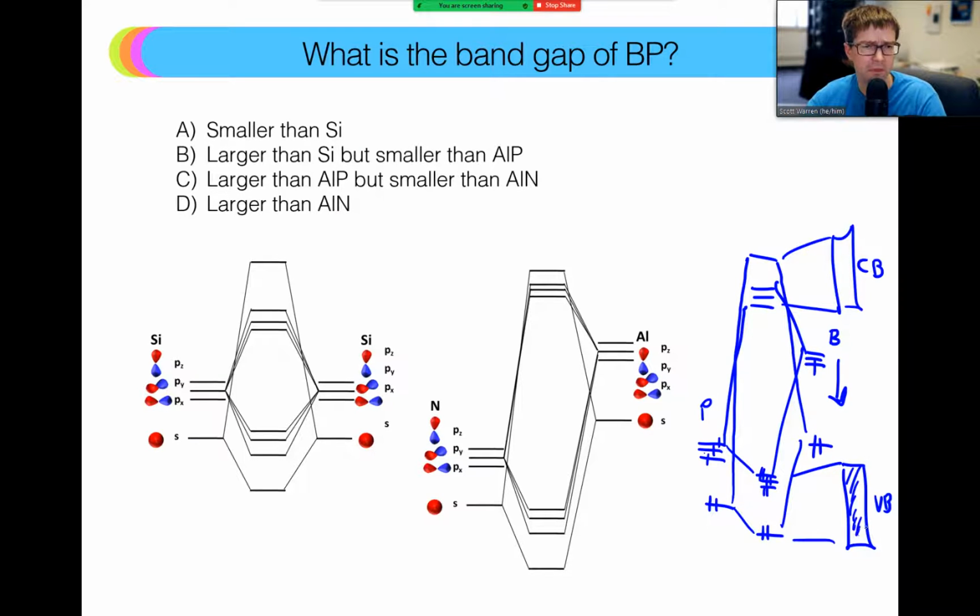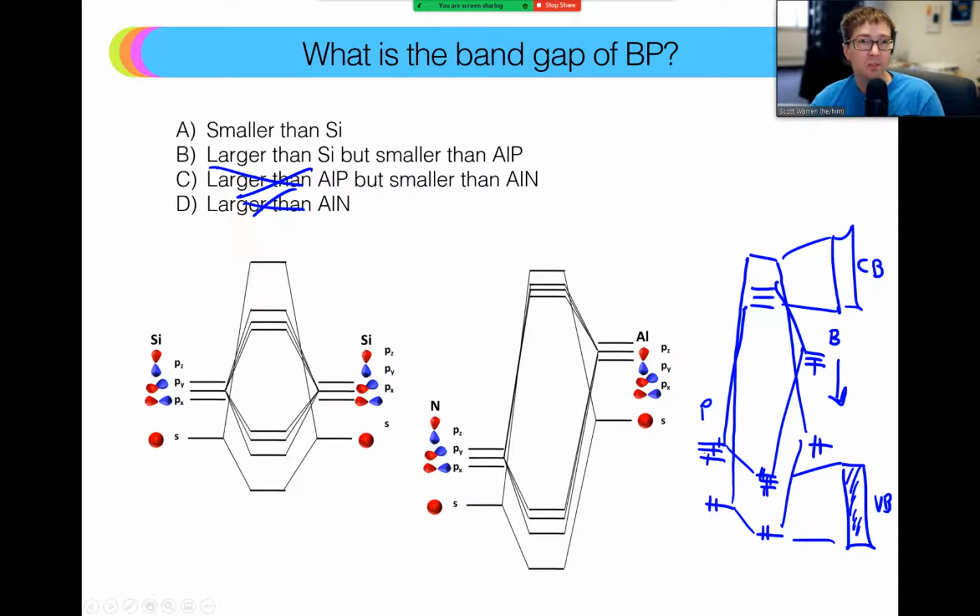Okay, so we can see that compared to aluminum phosphide, boron phosphide is going to have a smaller band gap because boron is less electropositive, more electronegative than aluminum is. So that conduction band shifts down in energy. The result is the band gap is smaller than aluminum phosphide. So we can cross out C and D as possibilities.